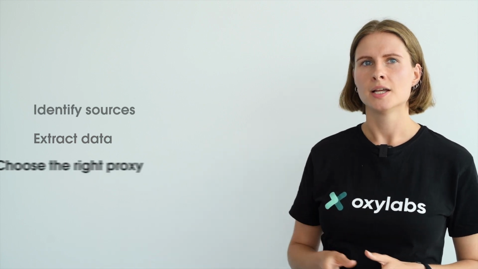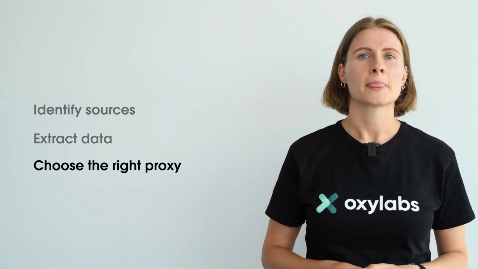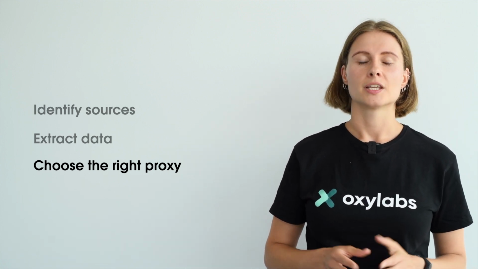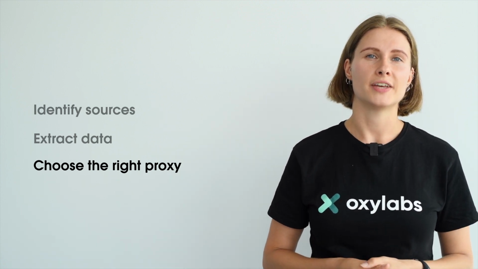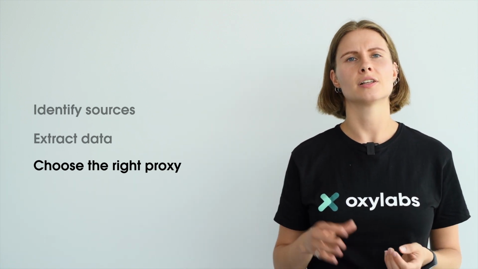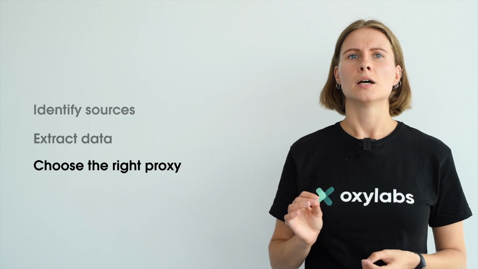Step number three, choose the right proxy. If you decide to build your own scraper, you will need proxies. Here at Oxylabs, we offer various types of proxies, such as datacenter, residential, and other types. How to choose the right proxy type, you may ask? We have this question answered in one of our articles. Check out the link in the pop-up if you're interested in learning more.